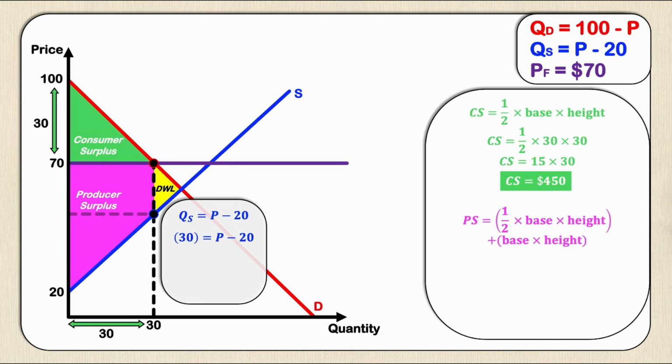So 30 is equal to P minus 20, and then rearranging, I get 30 plus 20 equals P, and finally P is equal to 50. So this 50 is going to go right here, and that's going to help me in my calculation.